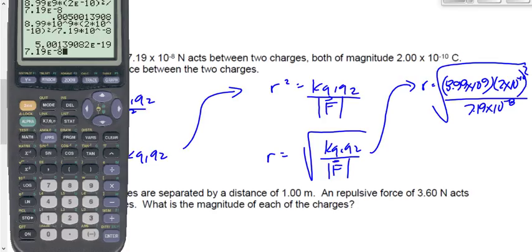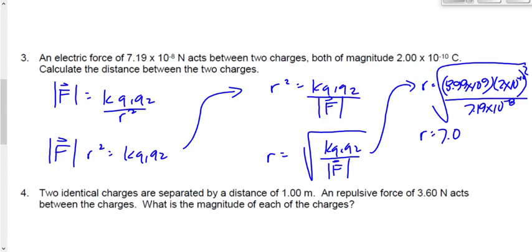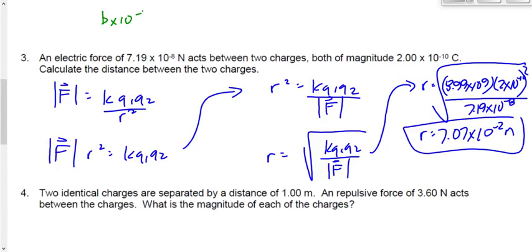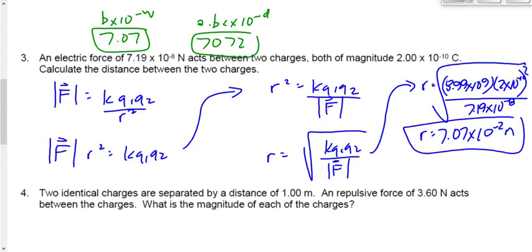All right, so I ended up with what? 0.005001. Okay, and then I got to square root that, of course. I get 0.0707. I'm going to round that to 7.07 times 10 to the negative 2, although it didn't say it had to be in scientific notation, so it would be fine to put it in standard. If this was B times 10 to the negative W, then the answer would be 7.07. If this was A decimal BC times 10 to the negative D, the answer would be 7072. All right?